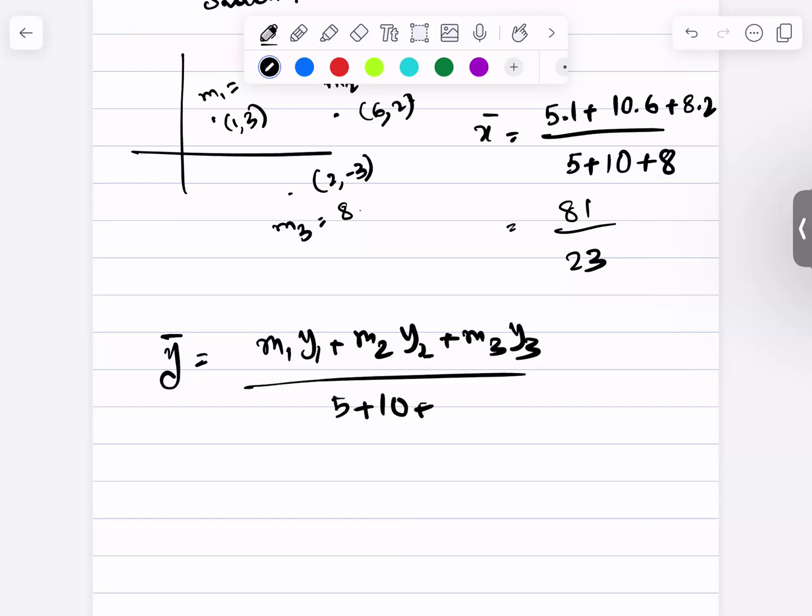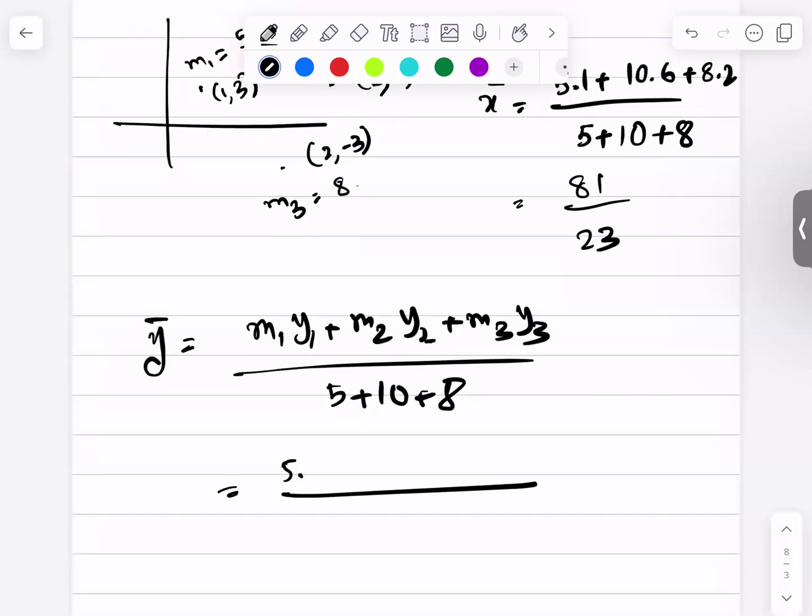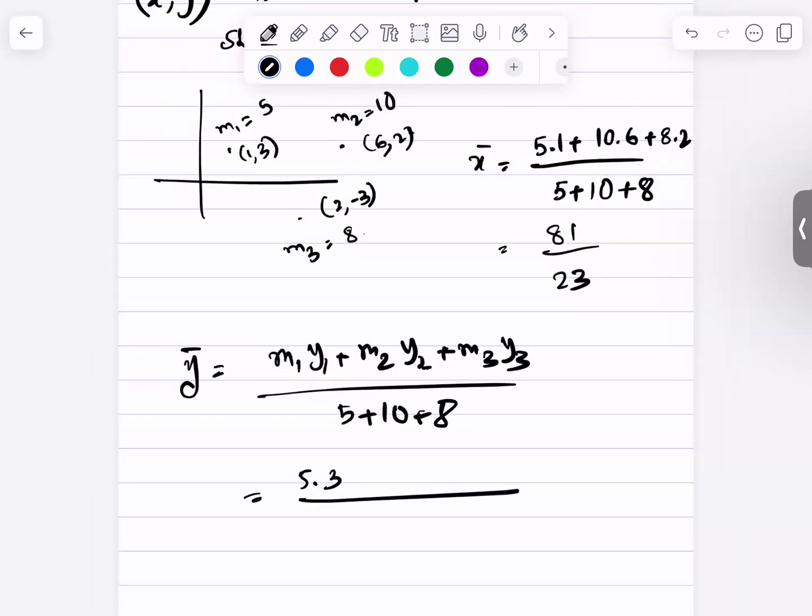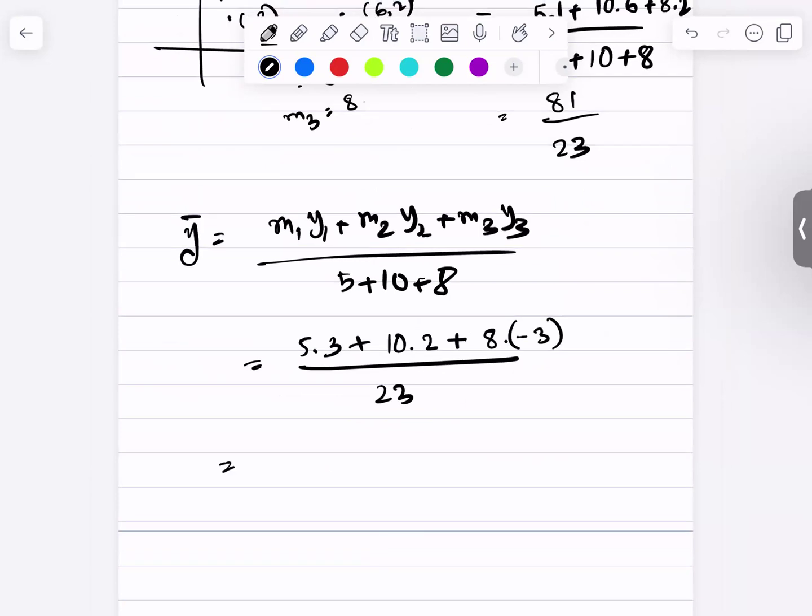plus 10 plus 8. What is m1 y1? m1 is 5, y1 is 3, m2 is 10, y2 is 2, plus m3 is 8 and y3 is -3, and there is 23 in the denominator. If you calculate this, you'll get 11/23 as the answer. Okay, so not too difficult, I'd say.